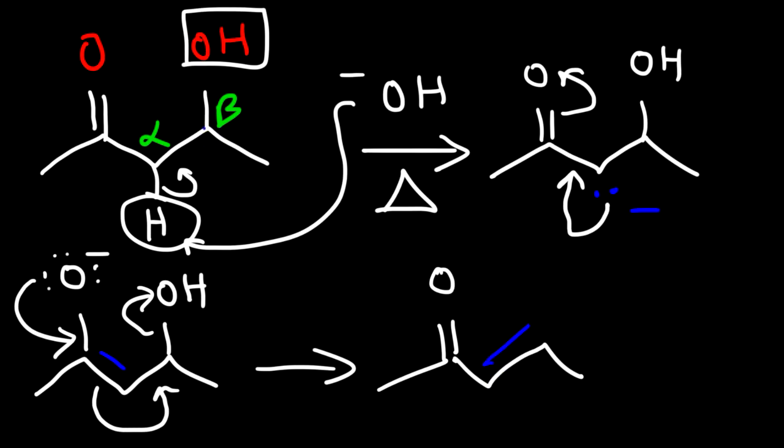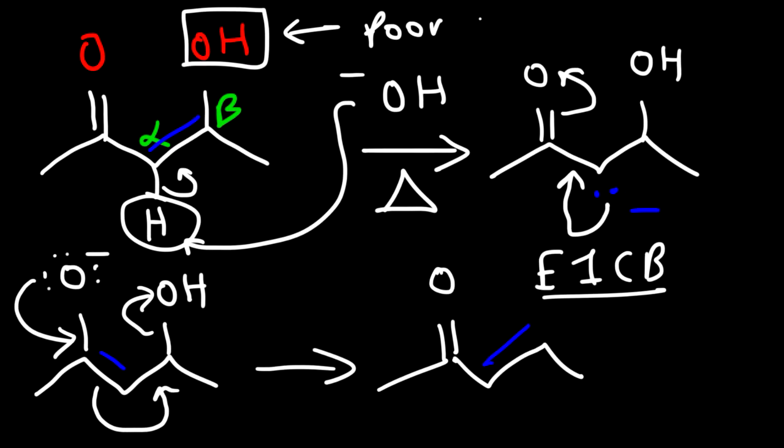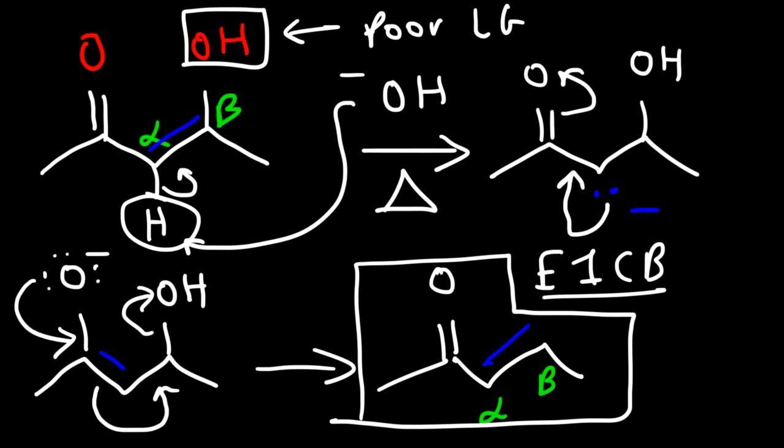Notice that we formed a double bond between the alpha and the beta carbon by eliminating or removing H and OH. So this is an elimination reaction. Specifically, it's called the E1CB reaction, when you have to remove a poor leaving group. So our product is an alpha-beta unsaturated ketone. And so that is the E1CB reaction, another elimination reaction.